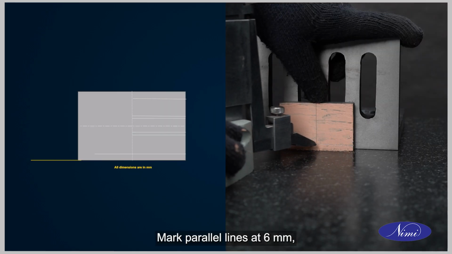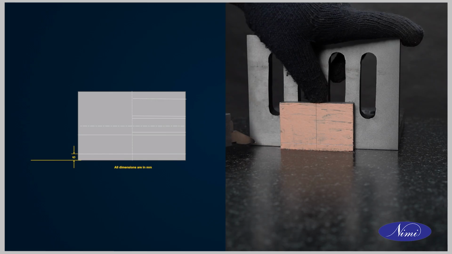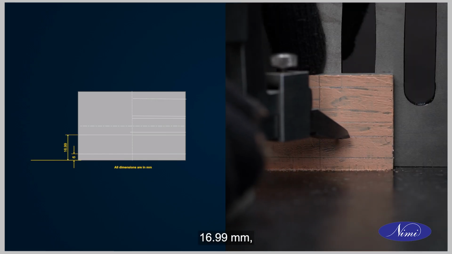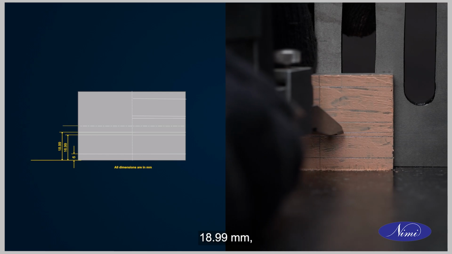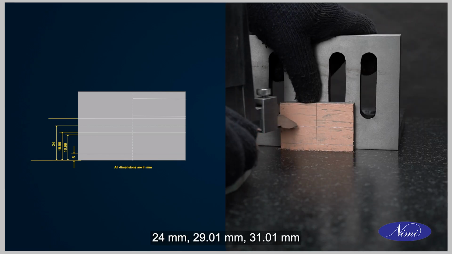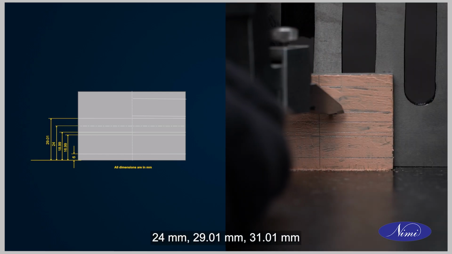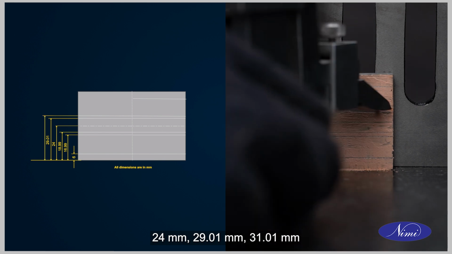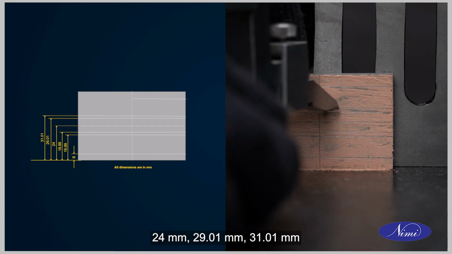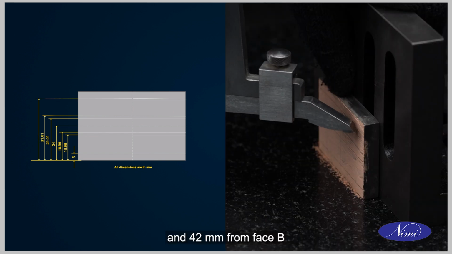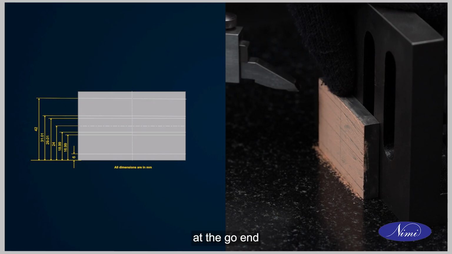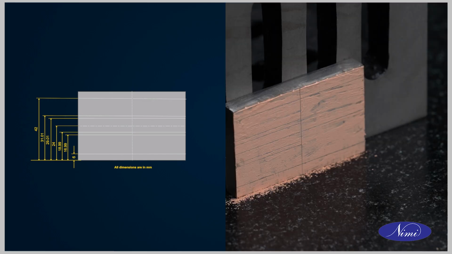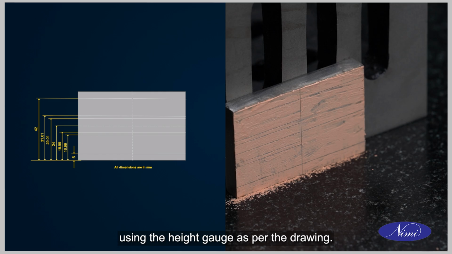Mark parallel lines at 6 mm, 16.99 mm, 18.99 mm, 24 mm, 29.01 mm, 31.01 mm and 42 mm from face B at the go end using the height gauge as per the drawing.